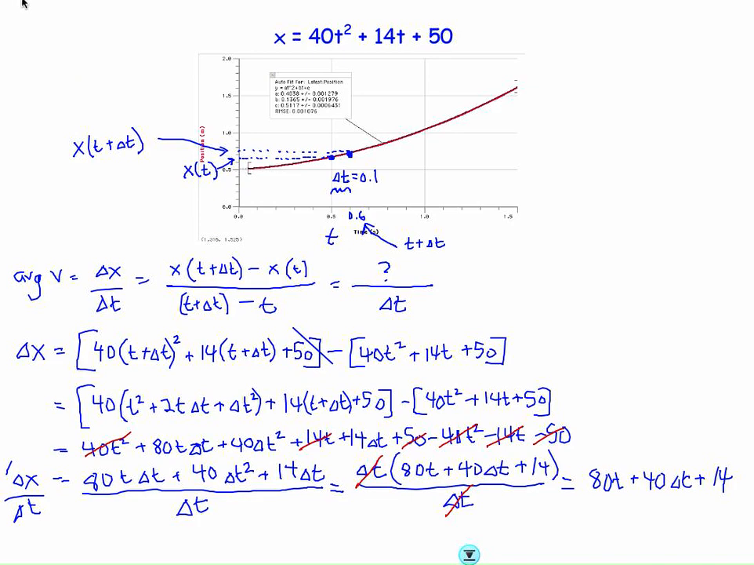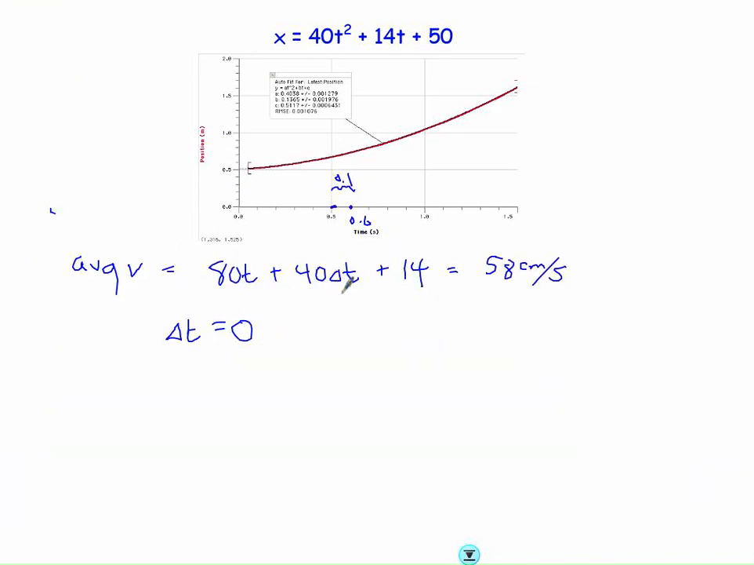And so now we're left with an equation that doesn't have a delta t on the bottom. I can make delta t equal 0. There. Doesn't affect these two. So what's our formula? This is our formula for instantaneous velocity. Because delta t equals 0, our formula is 80t plus 14.